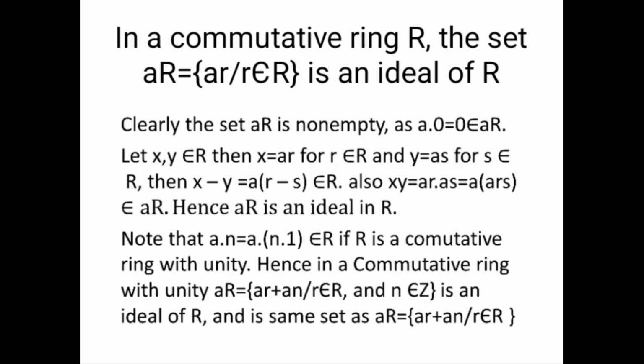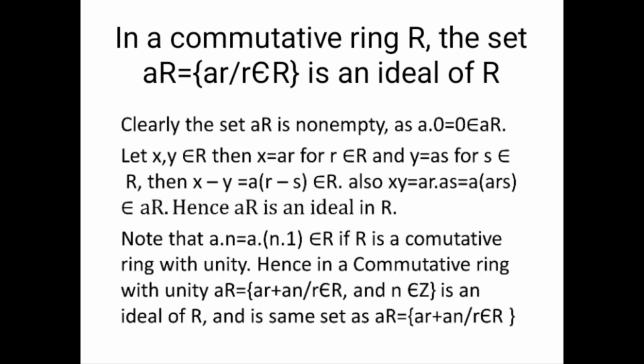Then considered x minus y, which can be written as a·(r minus s). So it is also contained in aR as r minus s is contained in R. So we have x minus y is contained in aR. Also xy is equal to a·(ars), which is again contained in aR. Hence aR is an ideal in R.